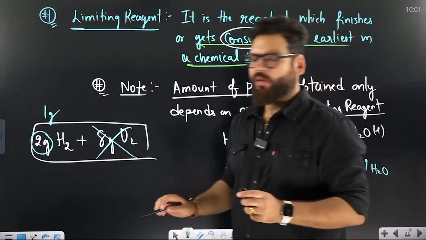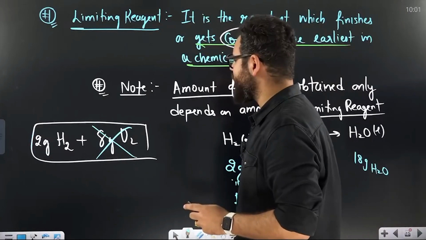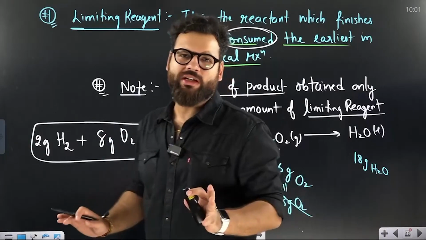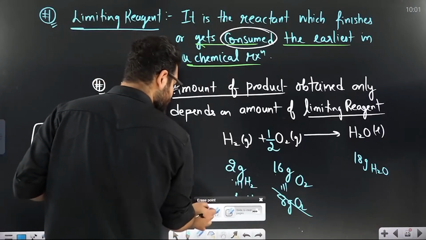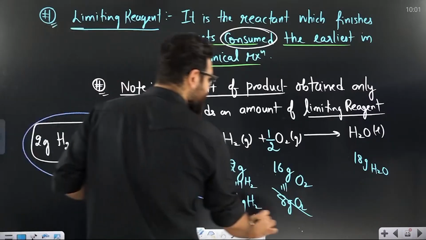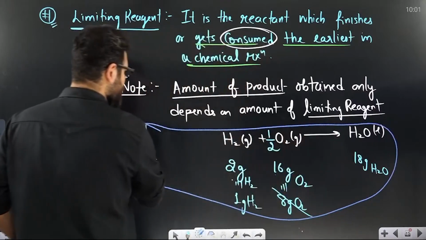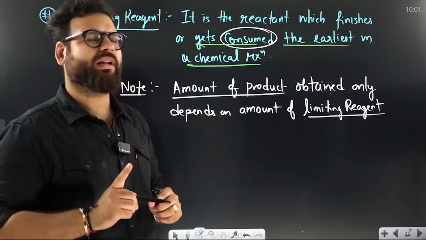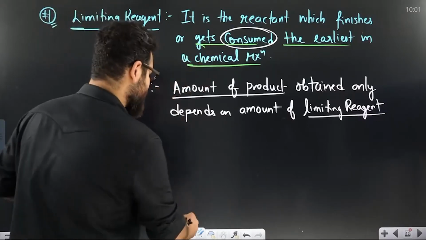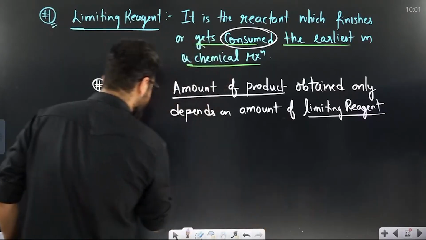So how to find the limiting reagent is what I am telling. Every time you will not check like this. If you didn't get it, not a problem, you directly start with how to find the limiting reagent. The limiting reagent is not the one which is present in less grams. The limiting reagent is the one which gets consumed the earliest. What is the trick to find the limiting reagent? Write down.